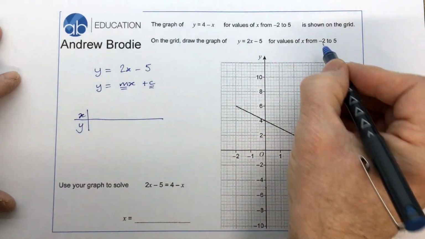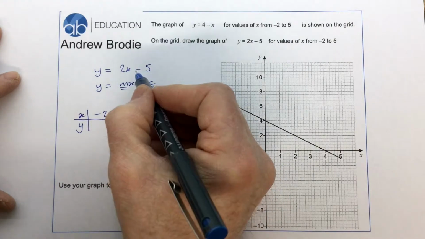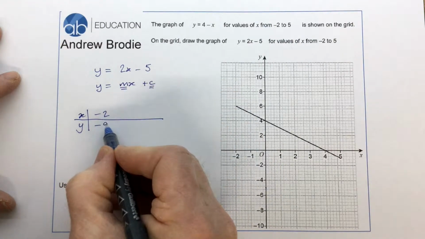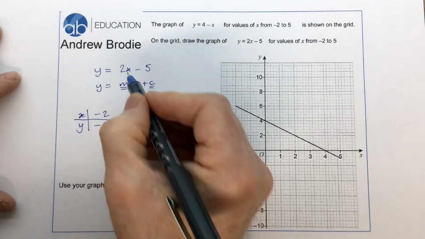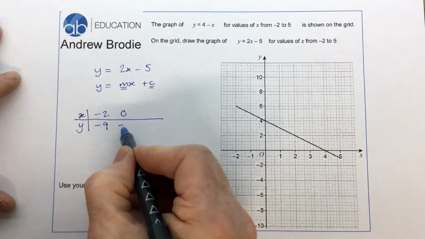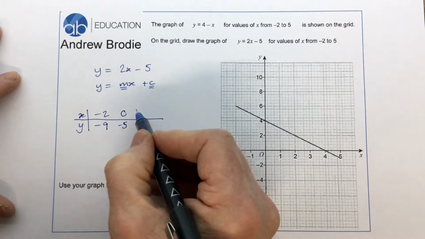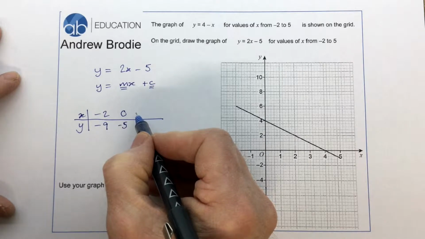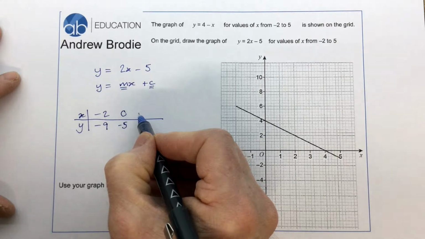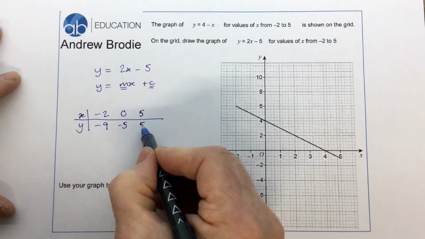Let's start with -2. So if x is -2, 2 times -2 is -4, then -5, so we've got -9. Let's do x is 0. 2 zeros are 0, so y would be -5. And let's put 5, because they've said 5, so 2 fives are 10. -5 is 5. So when x is 5, y is also 5.